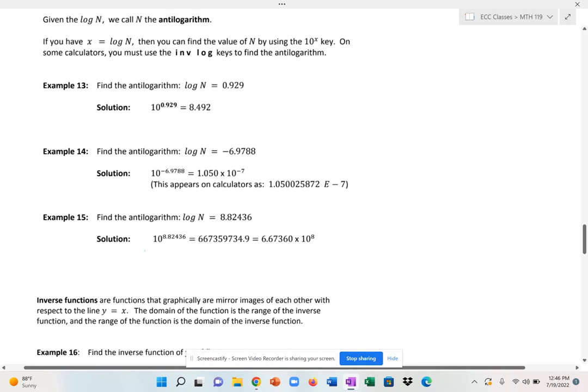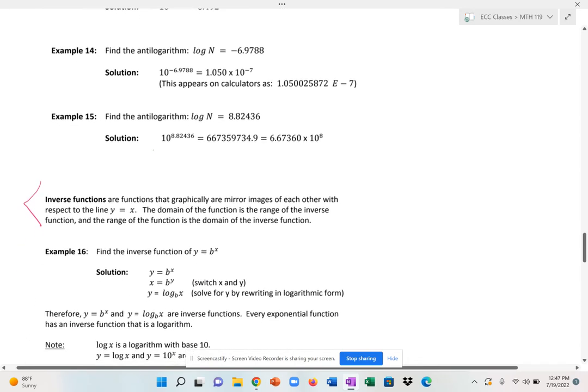So I mentioned earlier that 10 to the x could also be written as the inverse of the common log, and that's because we do have inverse functions between exponential and logarithmic functions. Inverse functions are functions whose graphs are mirror images of each other with respect to the line y equals x. So this is for all inverse functions. The domain of the function is the range of the inverse function, and the range of the original function is the domain of the inverse function.